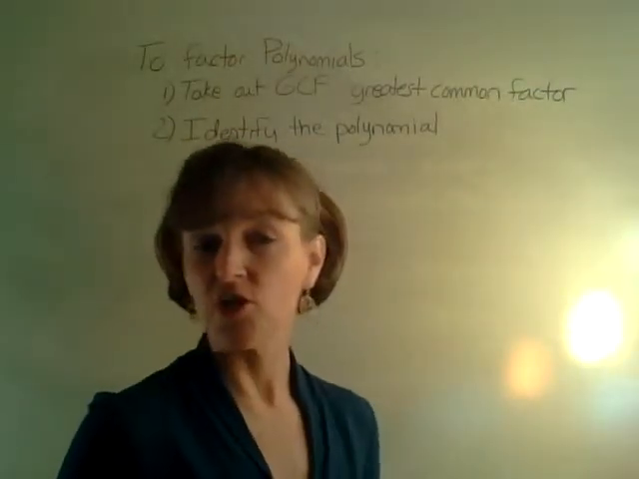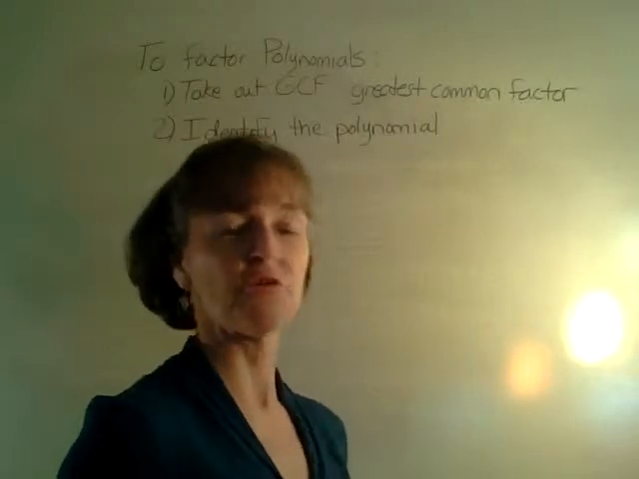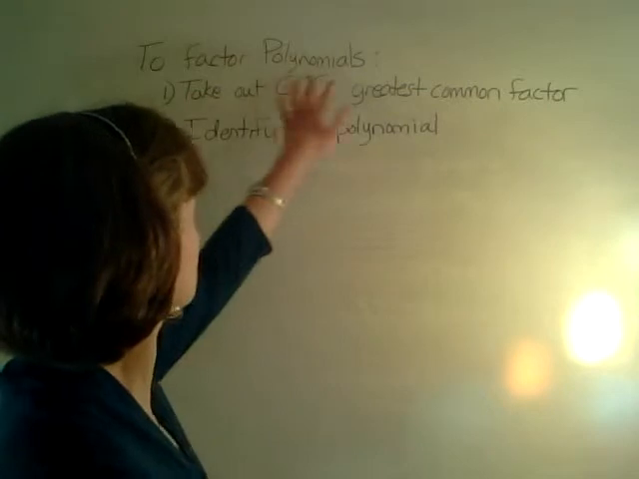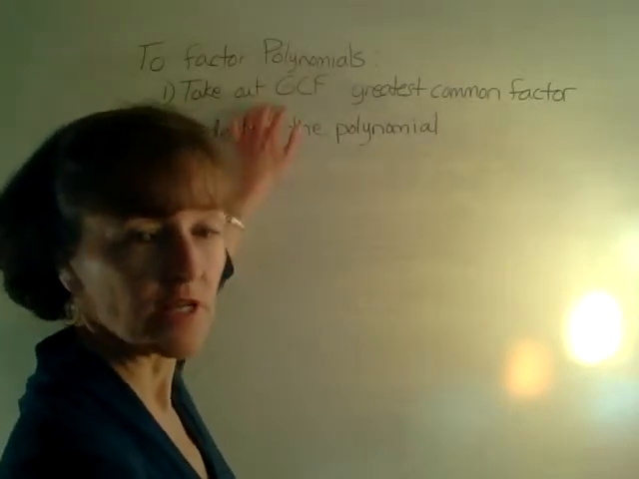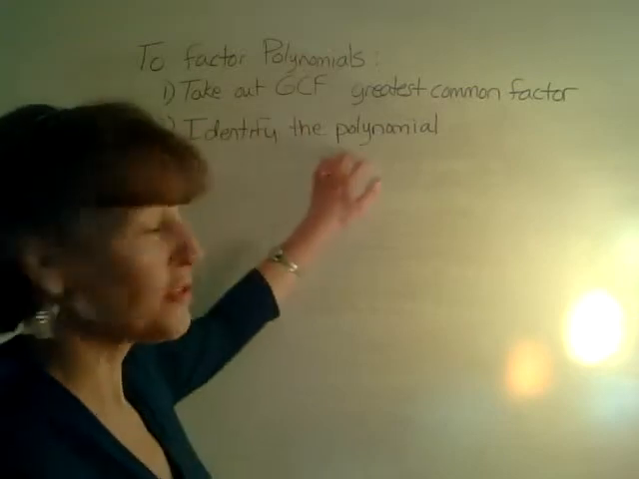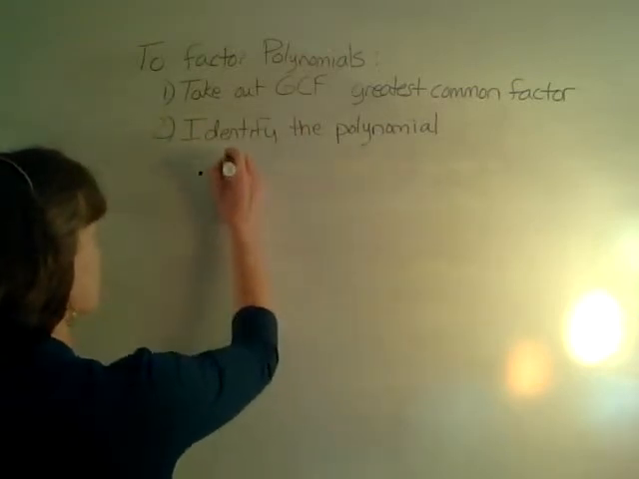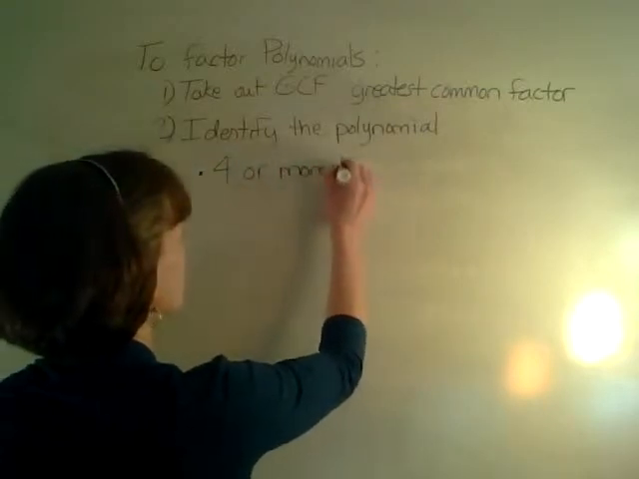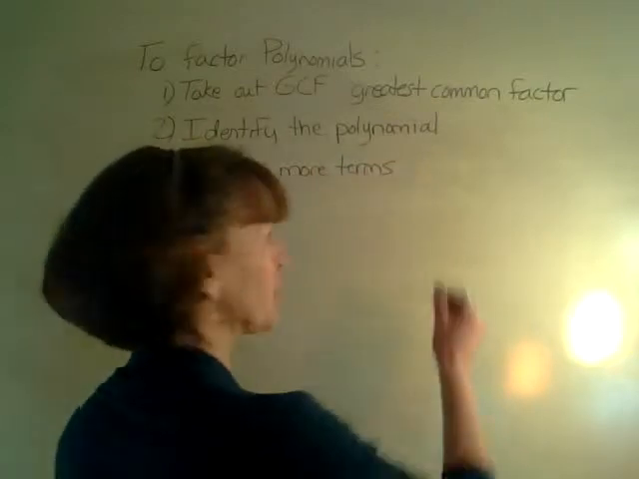Okay, in our last video we looked at factoring polynomials that were 4 or more terms, and I'd like to do a couple more examples of that. Alright, so let's review. To factor polynomials, the very first step is to take out the greatest common factor. The next step is to identify your polynomial. And the kind that we looked at last time was polynomials that were 4 or more terms. To factor polynomials that are 4 or more terms, you factor by grouping.